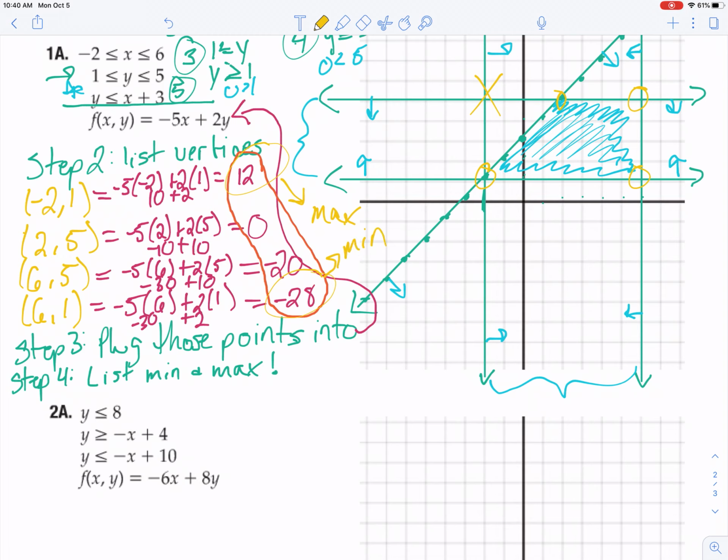So I'm going to list those 2 points. The max is at negative 2, 1. The maximum is 12. The minimum is negative 28, and that happened at 6, 1. So that's what you're going to do for those.